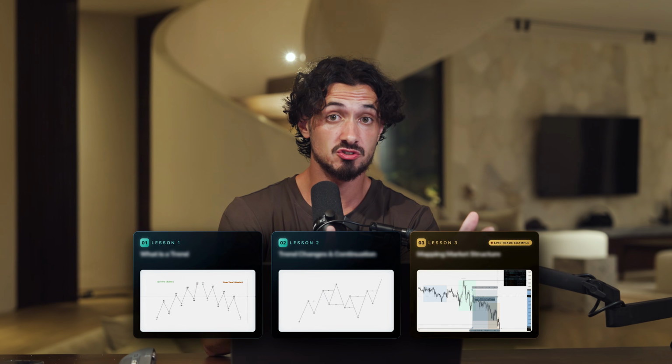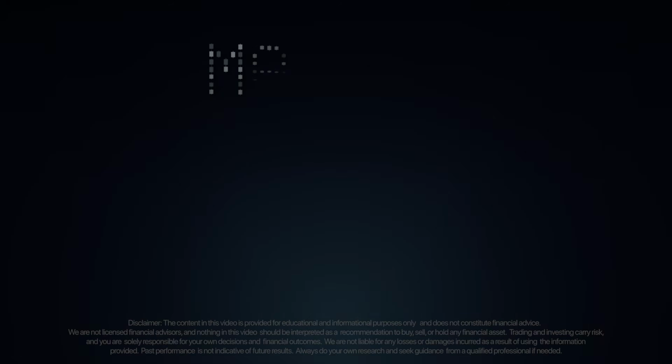You just know. This is a step-by-step breakdown of market structure, and by the end of it, you'll never look at the chart in the same way again.